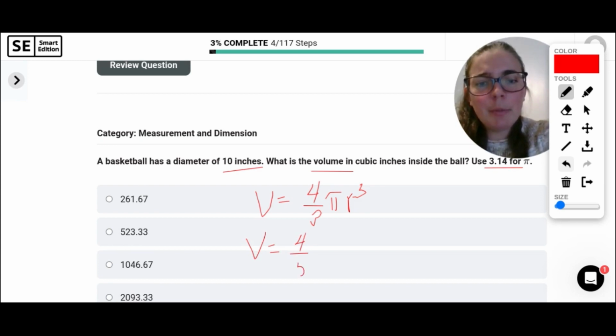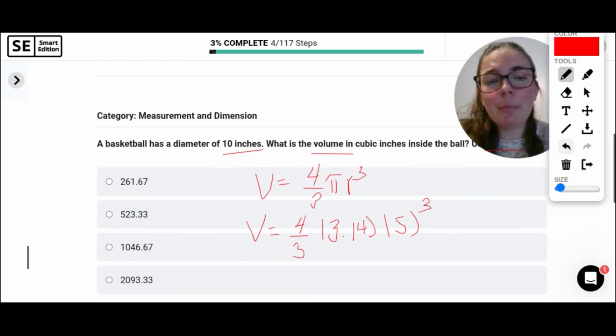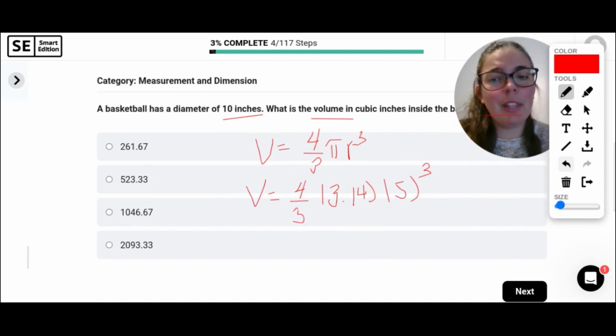Instead of pi, I'm going to use 3.14. And then this formula wants me to plug in the radius. If I know the diameter is 10, the radius is half of that. So my radius that I'm going to plug in is 5. So from here, now I just have to use order of operations to simplify this to find the volume.